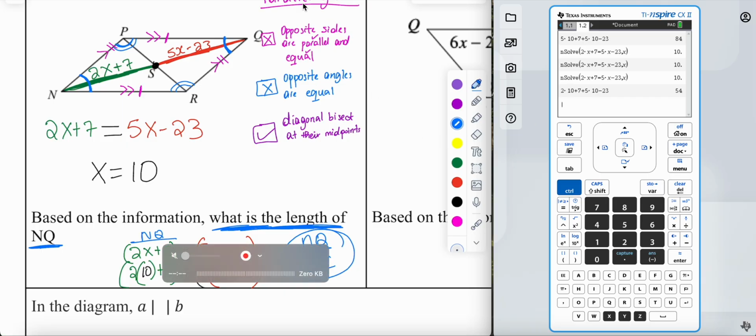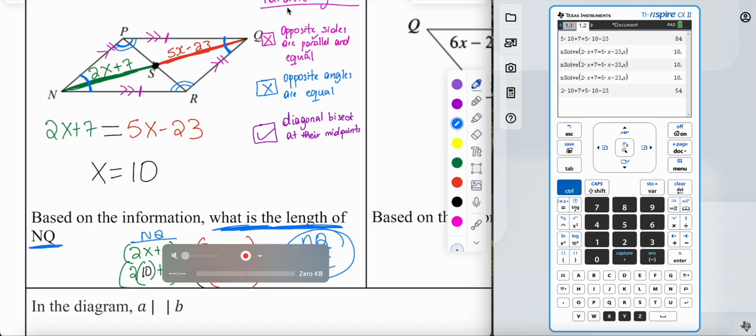Just something to note about parallelograms: there are different quadrilaterals. Quadrilaterals are shapes that have 4 sides, and some are also parallelograms. So a rhombus is a parallelogram.